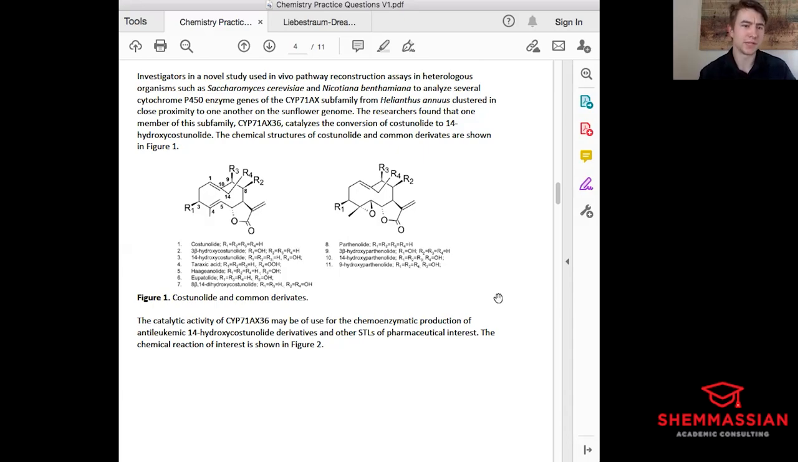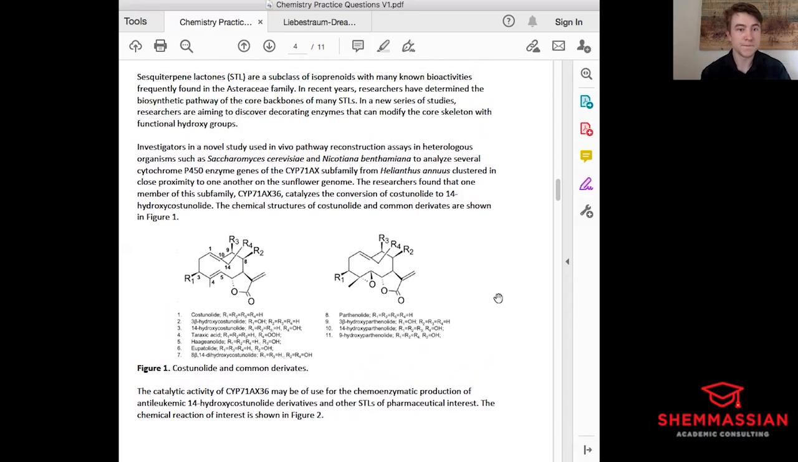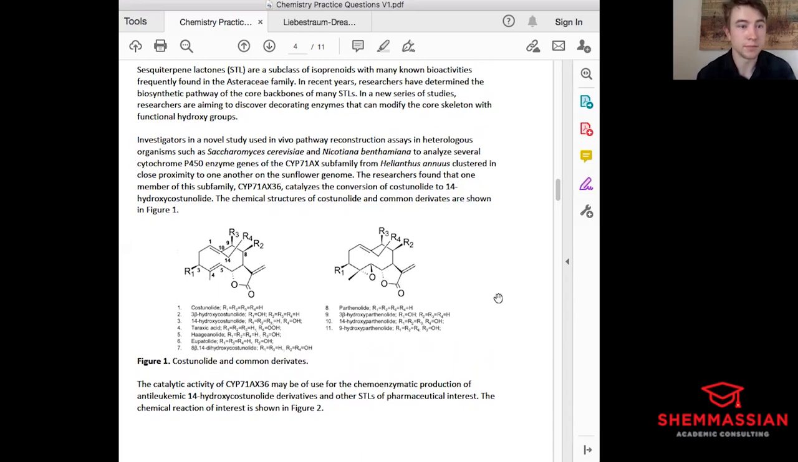Researchers found that one member of this subfamily, CYP71AX36, catalyzes the conversion of costunolide to 14-hydroxycostunolide. The chemical structures of costunolide and common derivatives are shown in figure one. Okay, so basically what I'm reading in this paragraph is that now they're talking about this specific molecule, costunolide, and its derivatives, and the enzyme that can modify it.